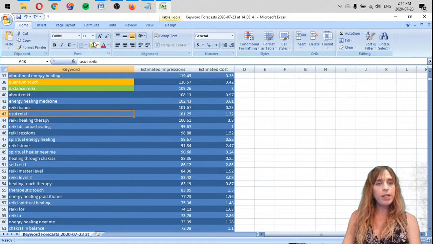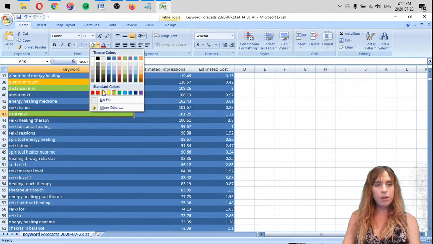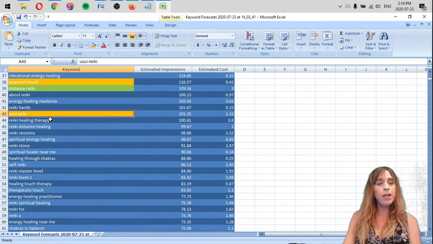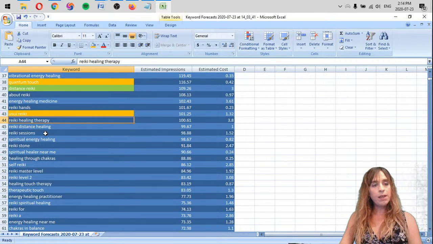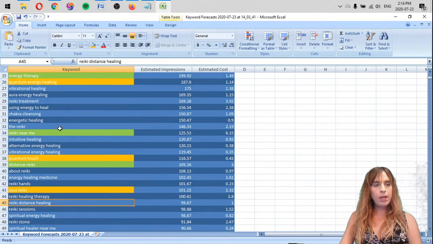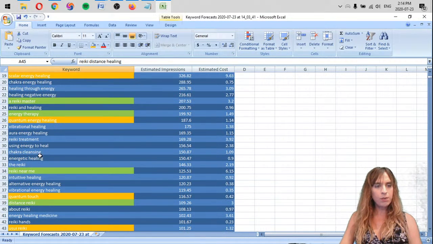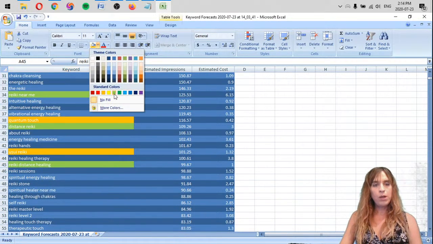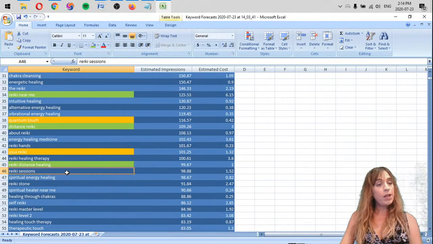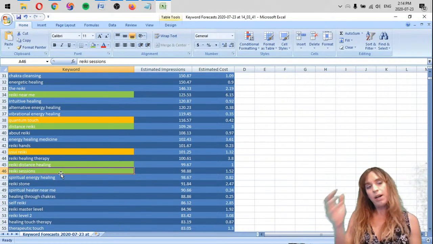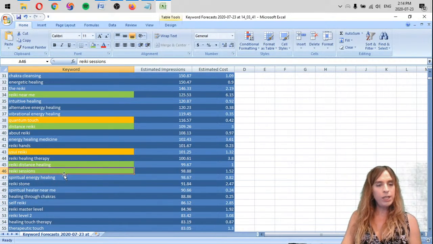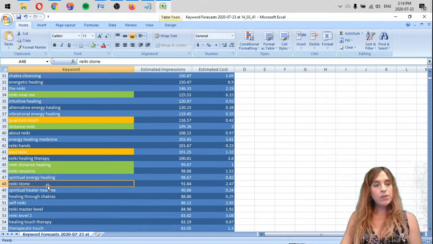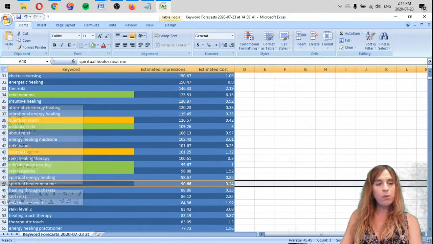So Usui Reiki, that was another one that I was going to orangify. Reiki healing therapy, Reiki distance healing. What did I mark the last one? The distance Reiki, that was a green. Okay, so I'll do that. Reiki sessions, another great one. Spiritual energy healing, sure. Reiki stone, I'm going to get rid of that one.